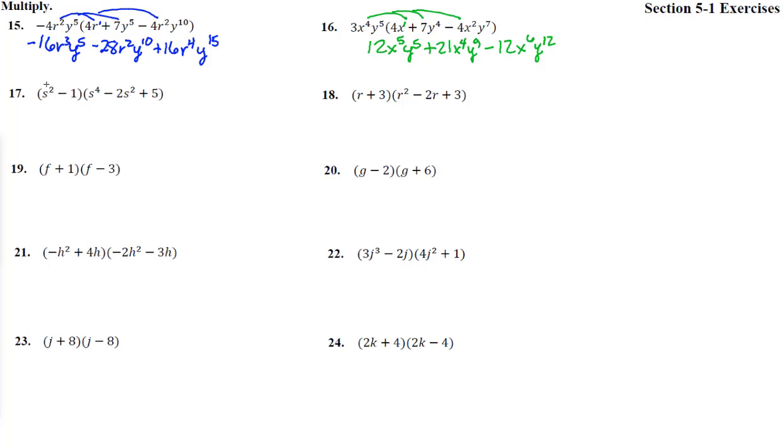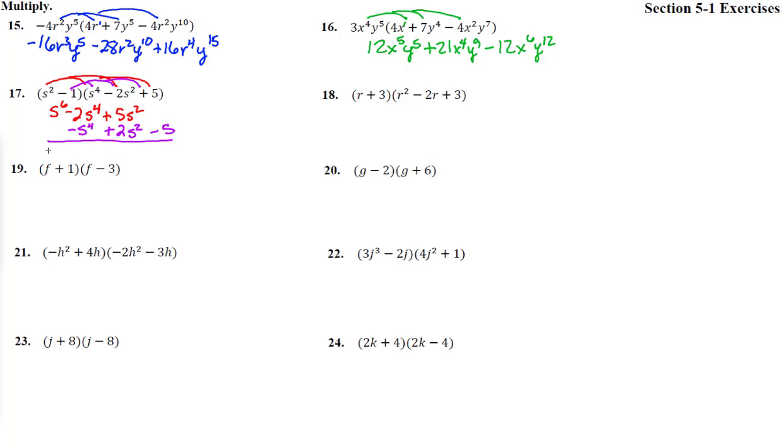Ooh, this one has two terms, so we've got to jump the s squared in first and distribute that, so we get an s to the sixth minus 2s to the fourth plus 5s squared. Good. And then this guy jumps in, the minus 1, and we get minus s to the fourth plus 2s squared minus 5.